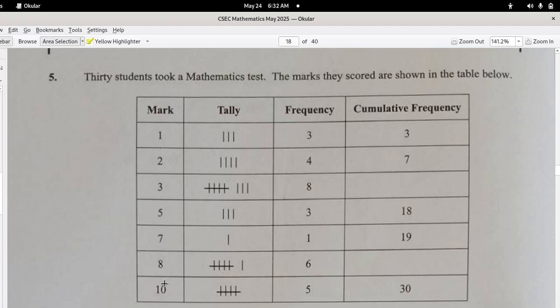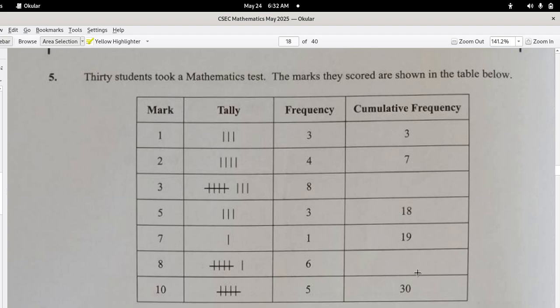So you have the mark, who got 1 out of 10, who got 2 out of 10, and so on. Frequency: 3 of them got 1 out of 10, 4 of them got 2 out of 10, 8 of them got 3 out of 10, and so on. And of course, if you add these up, you should get 30. 4 and 3 is 7, 7 and 7 is 14, 1 is 15, 16, 17, 18, 19. 19 and 6 is 25, 25 and 5 is 30. Okay, good.